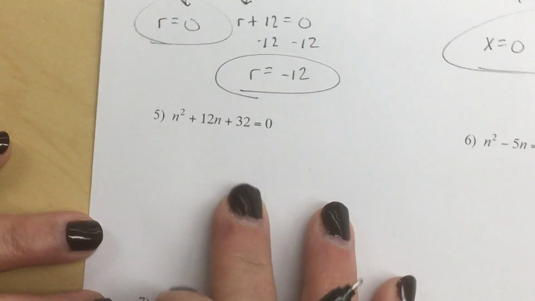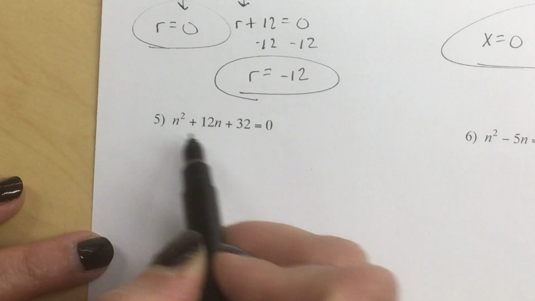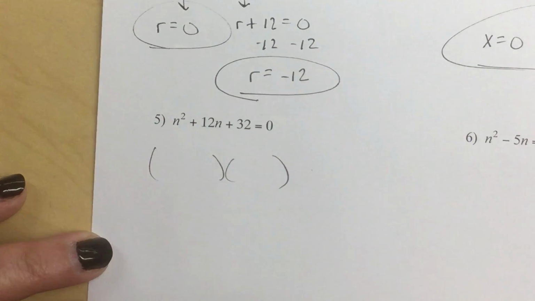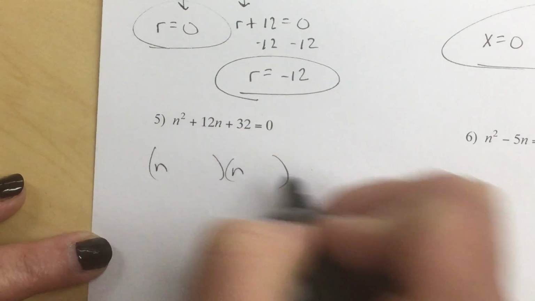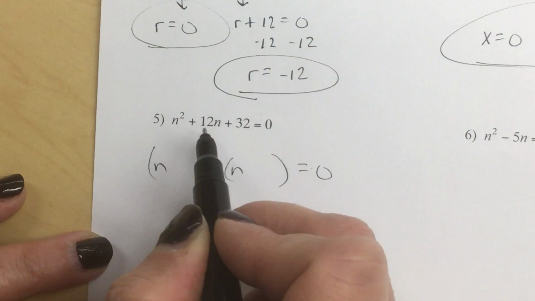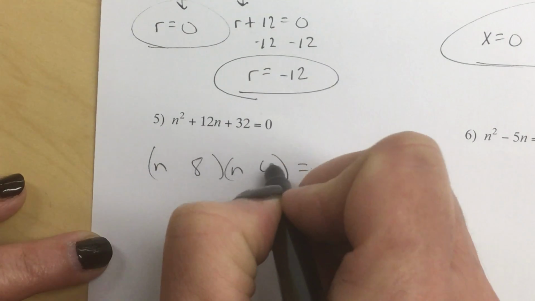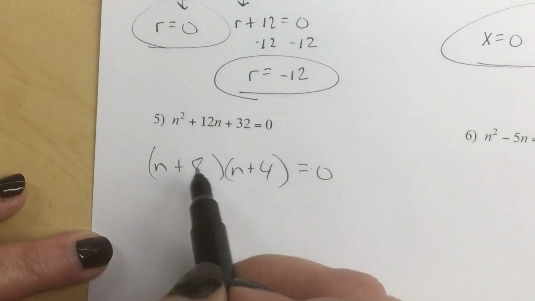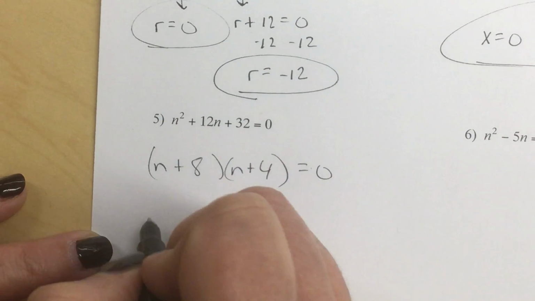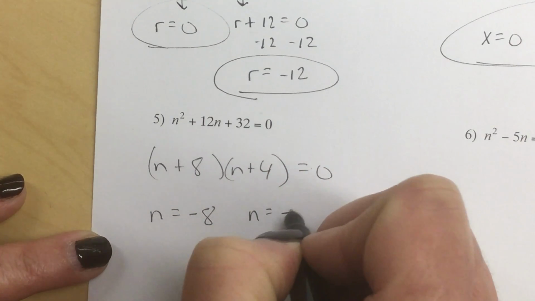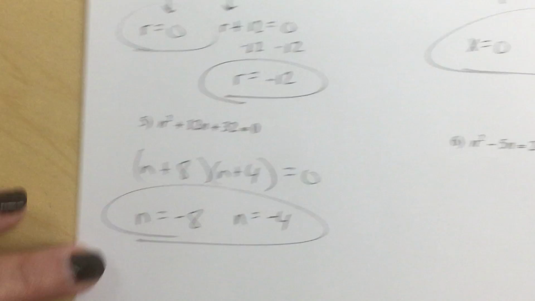Something like this that has 3 terms. It has an n squared and an n, and then it also has a constant. Those need to be factored into 2 parentheses with an n in the front of both of them. I need to think of 2 numbers that multiply to 32 and add to 12. That's 8 and 4. They're both positive because that'll give me a positive 12 and a positive 32 when I multiply them. So then that gives me answers of n equals negative 8 and n equals negative 4.